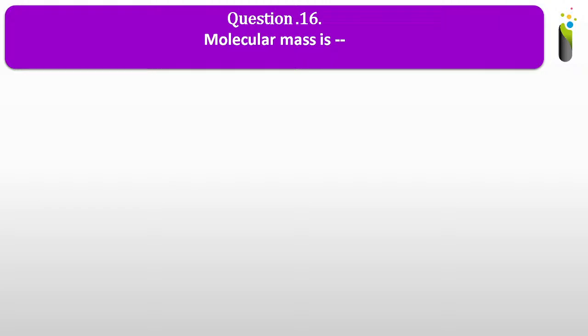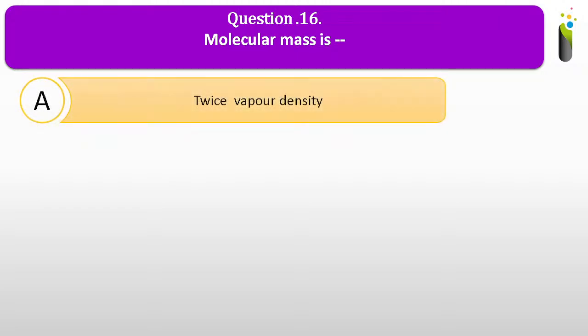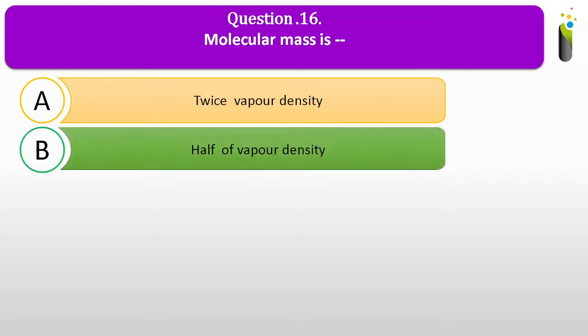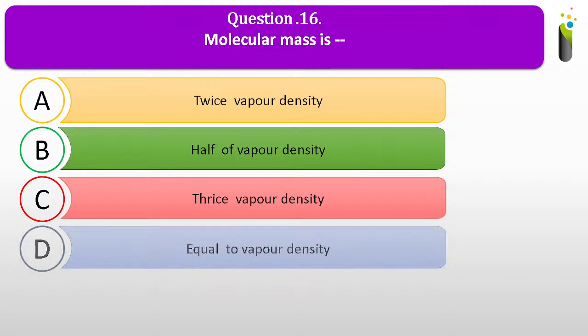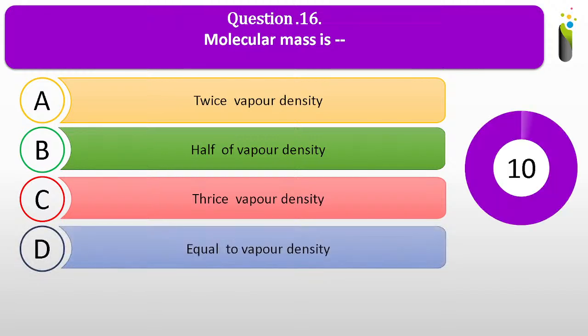Molecular mass is dash. A. Twice the vapor density. B. Half of the vapor density. C. Thrice the vapor density. D. Equal to the vapor density.